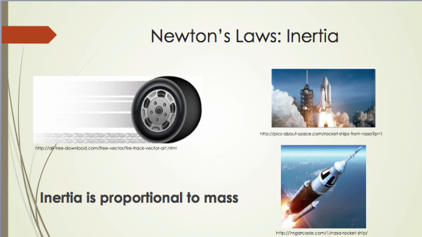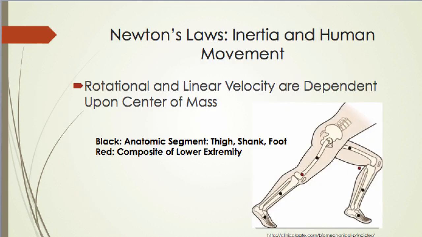Our rocket ship on the bottom is already in motion, right? So in order to maintain dynamic equilibrium, it requires much less energy input. In fact, the higher it goes until it is actually into space, progressively less energy is required to maintain the same velocity. Inertia and human movement. Rotational and linear velocity are dependent upon our body's center of mass.